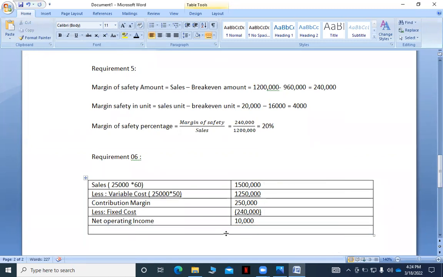So I'll write a comment here as net operating income decreases to new policy. So we will not implement the policy.